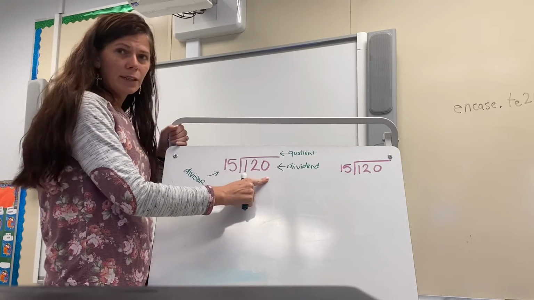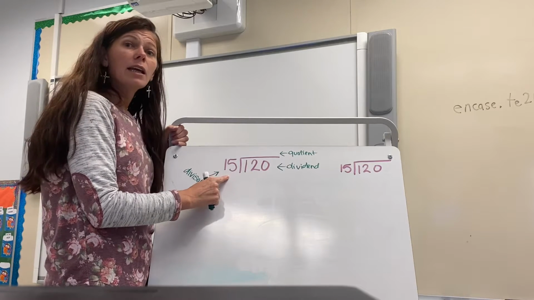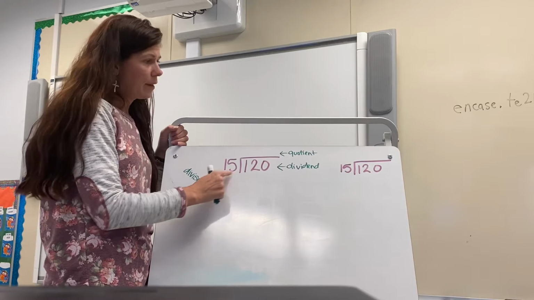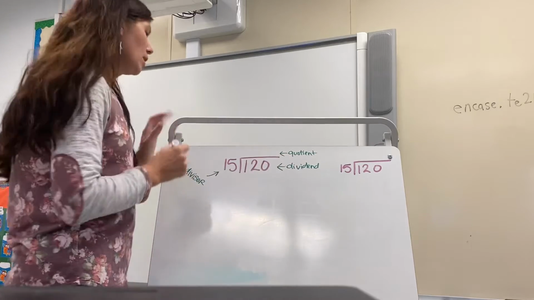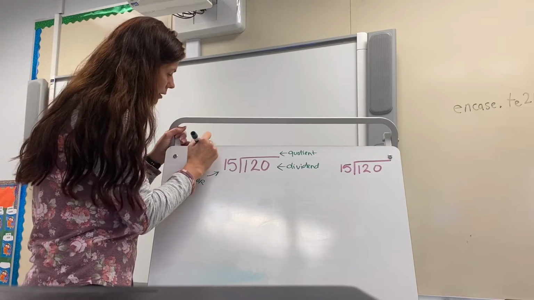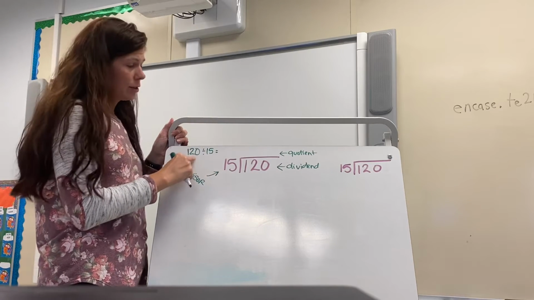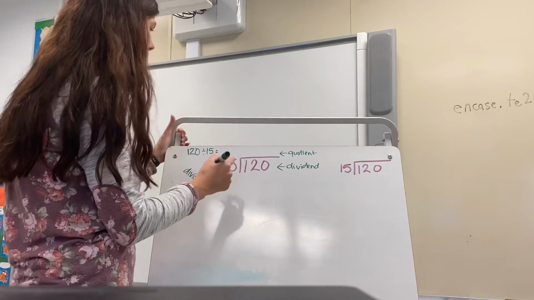120 is your dividend. It is the number that you are dividing. 15 is the divisor. It is the number that you are dividing by. And the answer to a division problem is called the quotient. You may also see them written this way. So this is your dividend first, then your divisor, then your answer, the quotient.